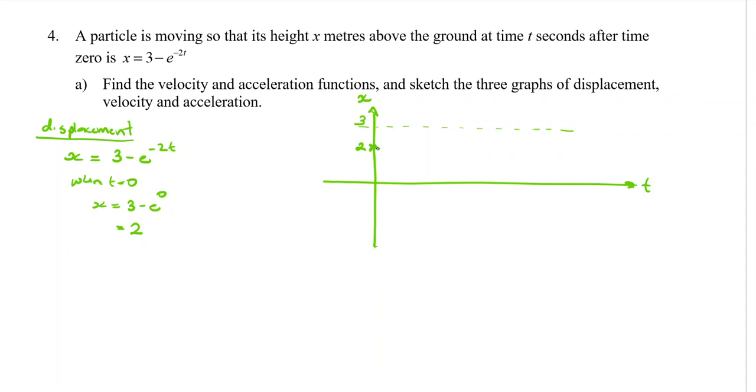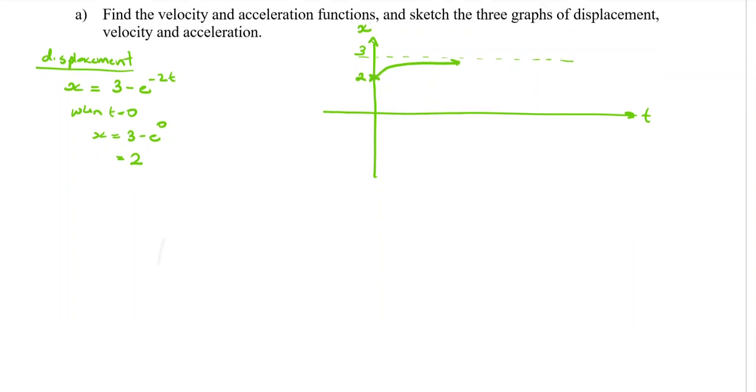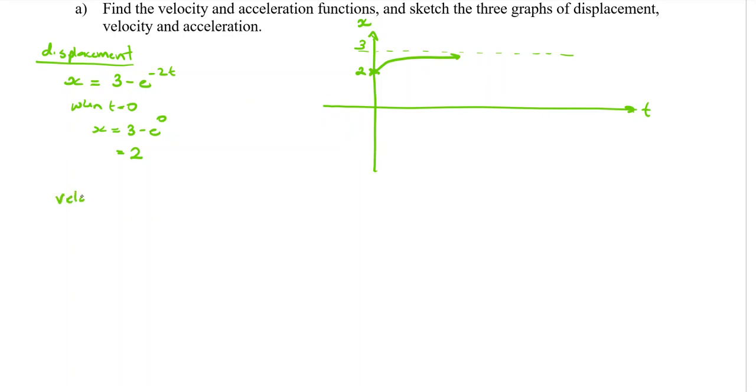So there is my intercept. And we don't have negative time, so we're not going to continue this graph down here, but it's going to be coming up and approaching that asymptote. Okay, so it looks something like that. Let's move on to velocity.